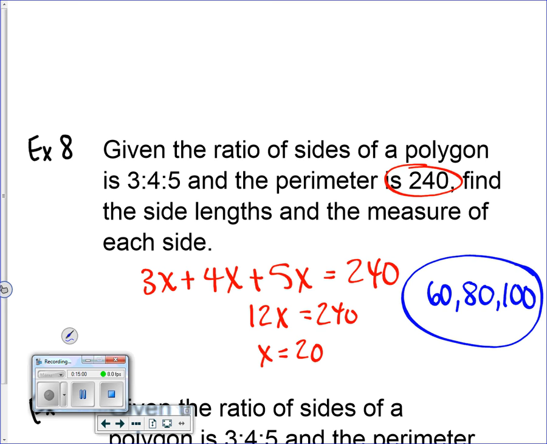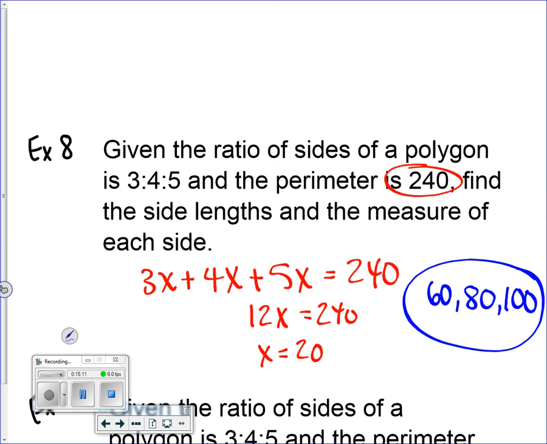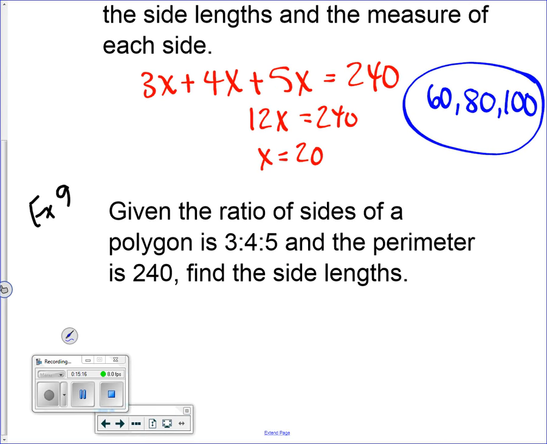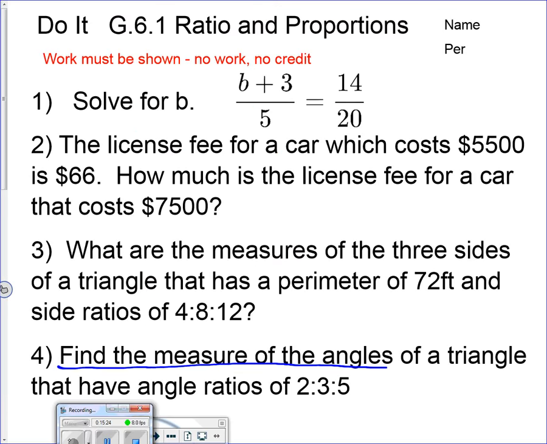Now notice I do not have degrees there because I'm not talking about angles. You have to understand what you're working with. These are sides of a triangle. So one side is 60, another side is 80. It's a pretty big triangle if it's in, let's say, feet. All right, let's move on to this one down here and see if you can do it on your own. Actually, it looks like it's the same one, isn't it? So we'll move on. And there you have it.